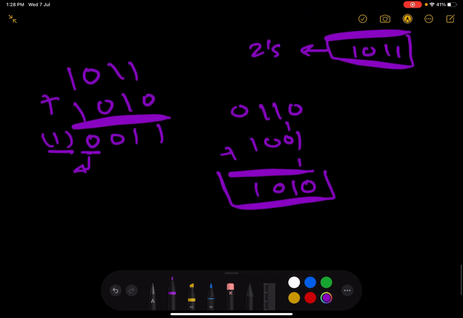And I just would like to mention that these examples are taken from Fundamentals of Logic Design.